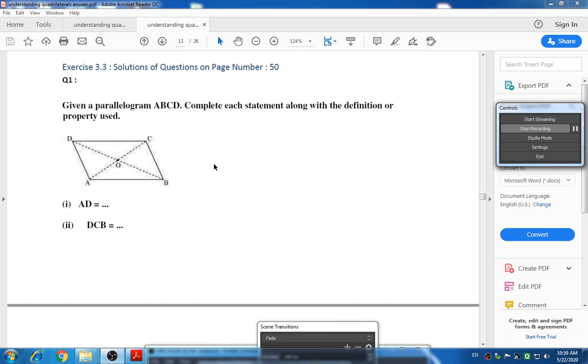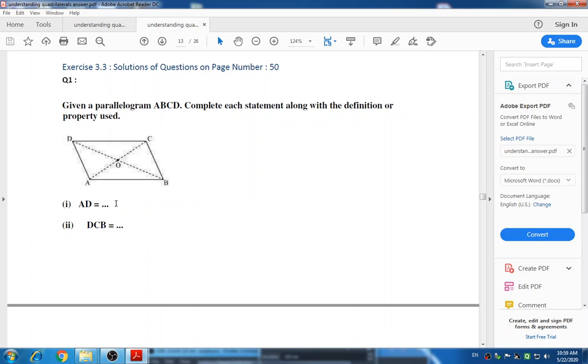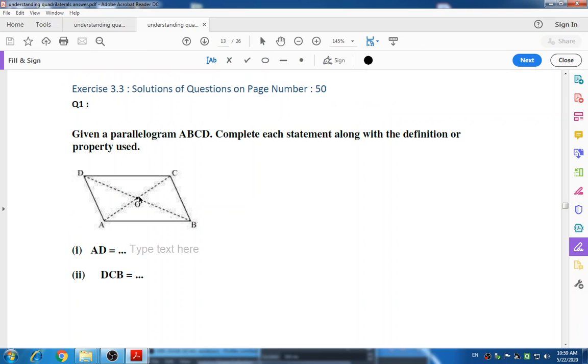So the first statement is AD is equal to, that means equal measure, the other side is CB, because the opposite side of side AD is side CB. What do we have to write here? Angle DCB. Angle C and opposite angles are equal in measure. So we have to write the opposite angle of C. It is A, and we can write it as DAB.